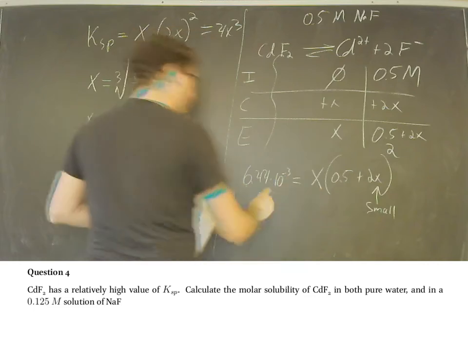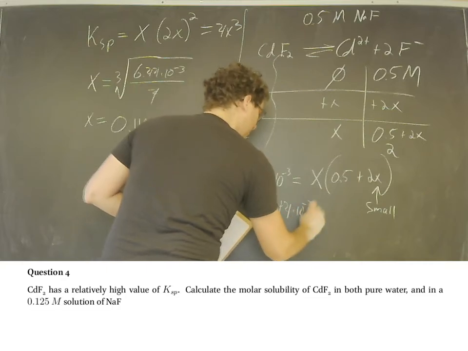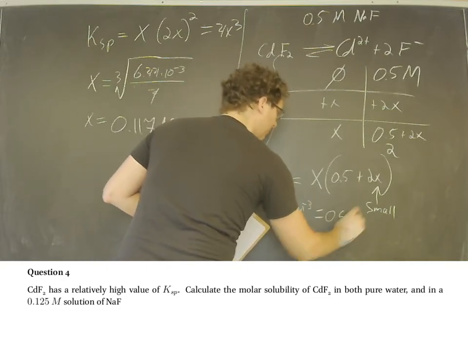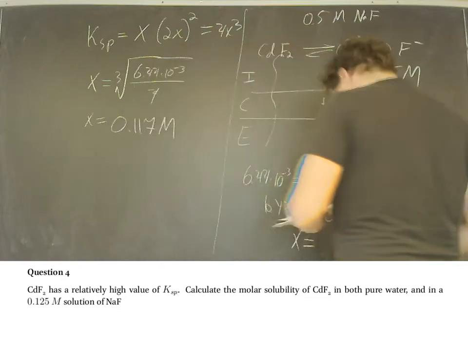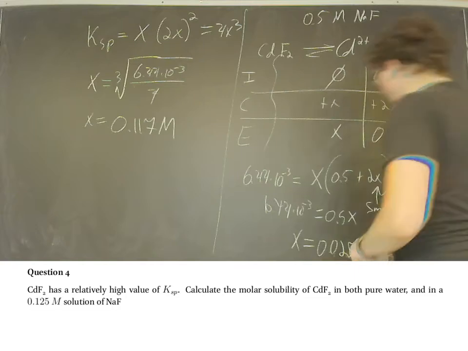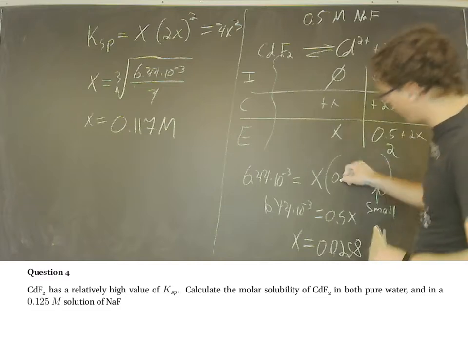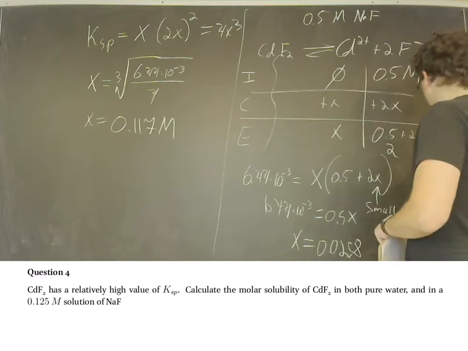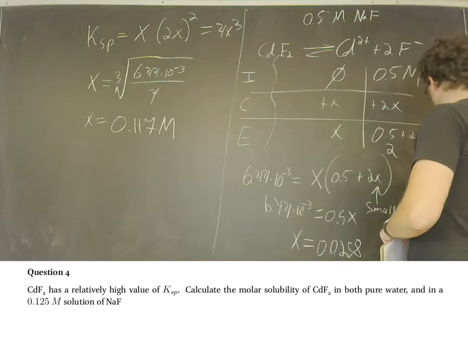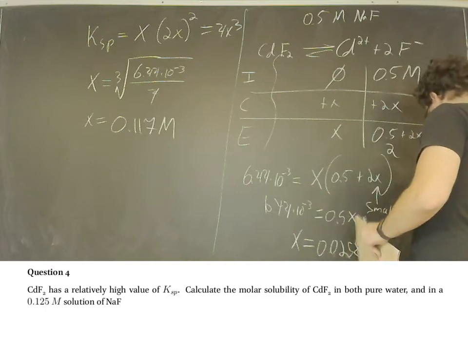Then this would simplify to 6.44 times 10 to the negative 3rd is equal to 0.5x, and we would get a value of x equal to 0.0258. However, what we need is 2 times x to be small relative to 0.5. So if I get 2x divided by 0.5 times 100%, what this gives me is like 10.32%.